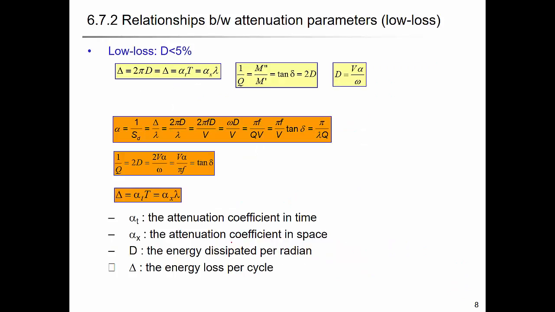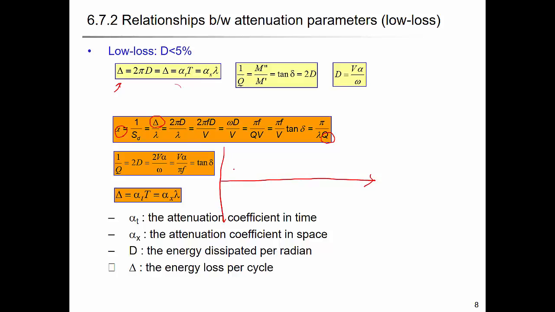So the relations between attenuation coefficients. Here, delta, the logarithmic decrement, is 2 pi d, alpha t times t, alpha x times lambda, 1 over q. So there are so many different parameters, right? You have d, and you have delta, and you have alpha, and you have q. So alpha t, let's think about this one. Where is it? Here. Good.